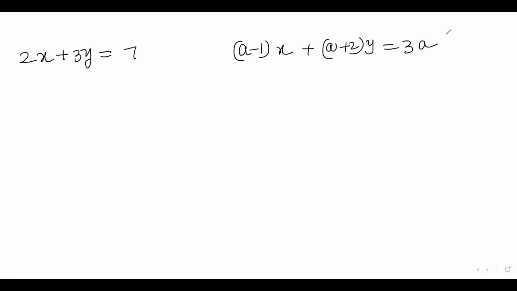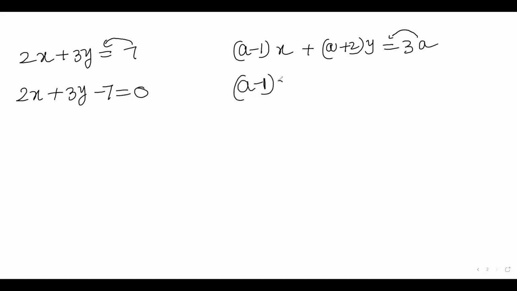First equation is 2x plus 3y is equal to 7. The next one is (a minus 1)x plus (a plus 2)y is equal to 3a. Let us transpose the constants to the left hand side. 2x plus 3y minus 7 is equal to 0.